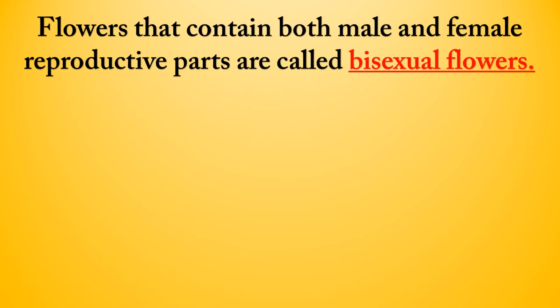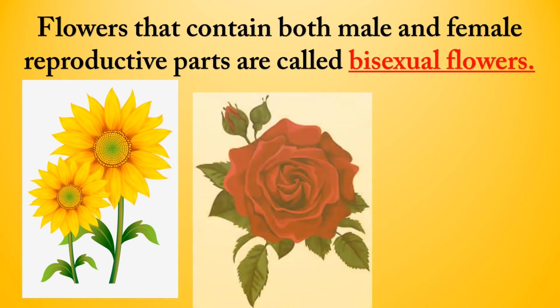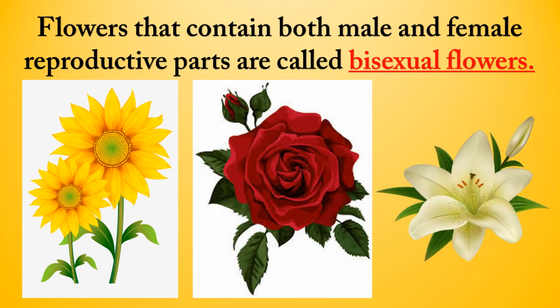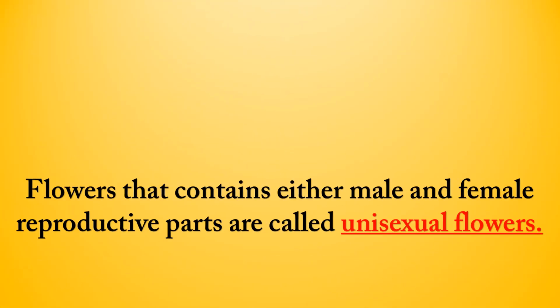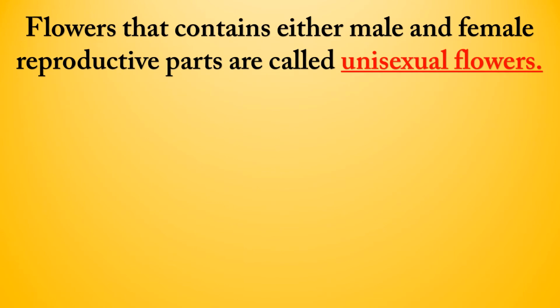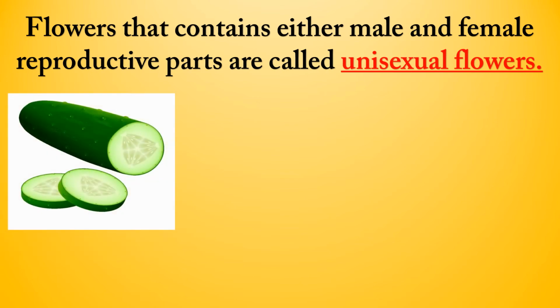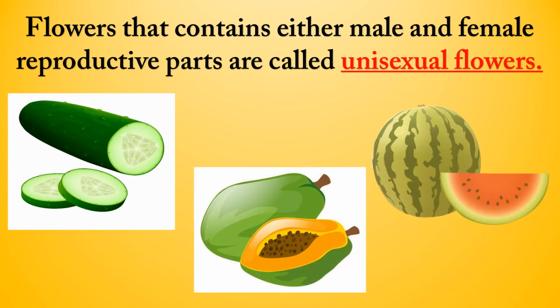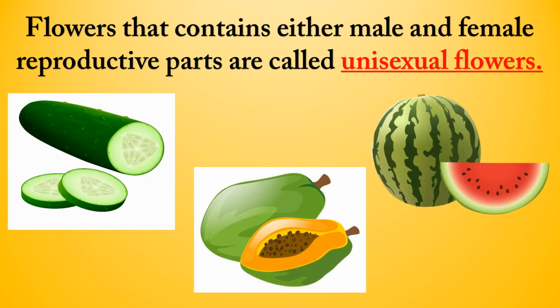Flowers that contain both male and female reproductive parts are called bisexual flowers. Sunflower, rose, and lily are some examples of bisexual flowers. And flowers that contain either male or female reproductive parts are called unisexual flowers. Cucumber, papaya, and watermelon are some examples of unisexual flowers.